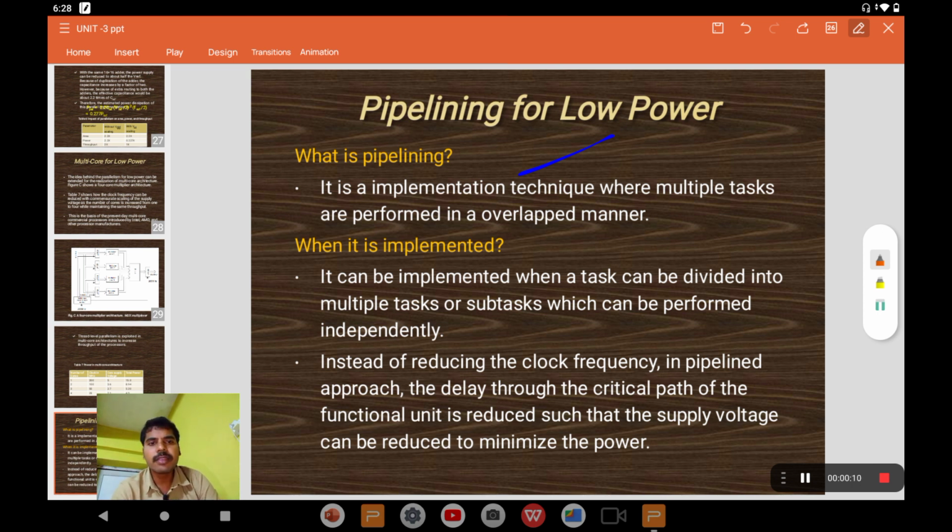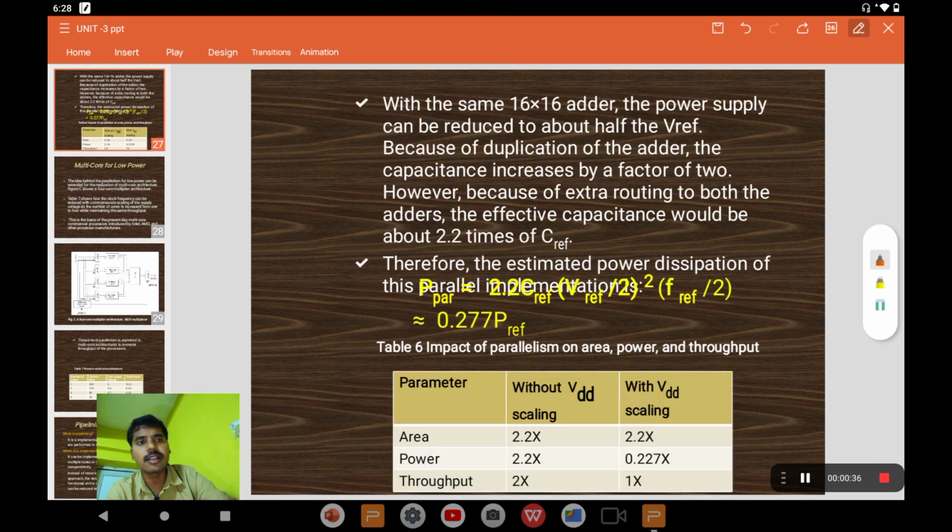Before going to the pipelining concept, we will give some recap about parallel processing. In the case of parallel processing, the power dissipation can be reduced to a very small value, approximately 0.227 of the original value. As well as, the area can be increased to 2.2x, as discussed in the last video.